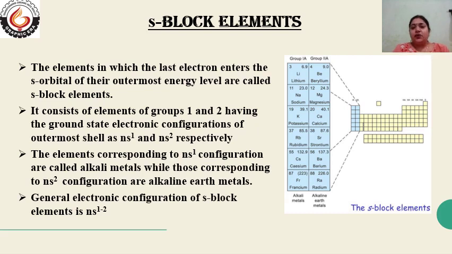These are known as alkali metals and alkaline earth metals respectively. That means the s block has two different types of groups. The group 1 elements are known as alkali metals and group 2 elements are known as alkaline earth metals. So the general configuration of s block elements can be written as ns1-2. 1-2 means 1 electron or 2 electrons.